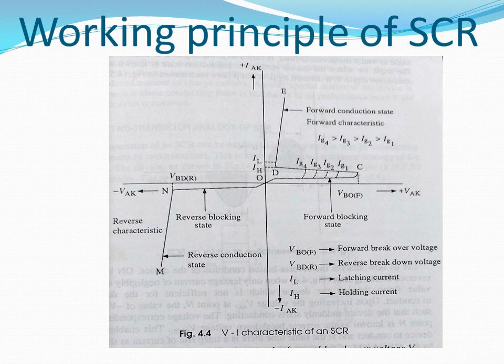Then the second one, for reverse biased condition, the cathode is made positive with respect to the anode by connecting the anode to the negative terminal of the battery and cathode to the positive terminal of the battery. Under such reverse biased condition, the middle junction J2 becomes forward biased, whereas the two other junctions J1 and J3 become reverse biased. The junctions J1 and J3 do not allow any current to flow through the SCR.